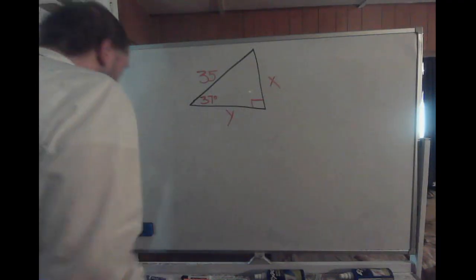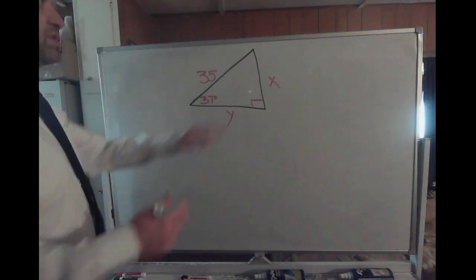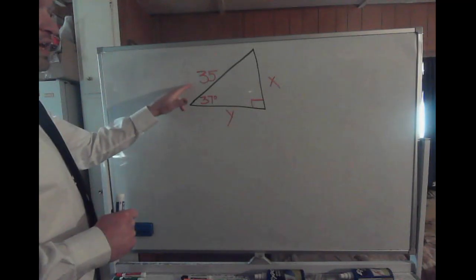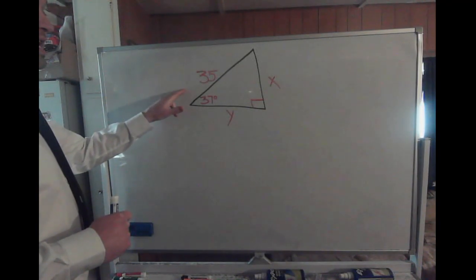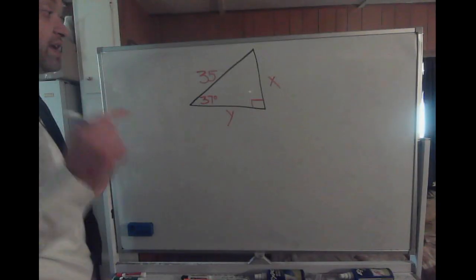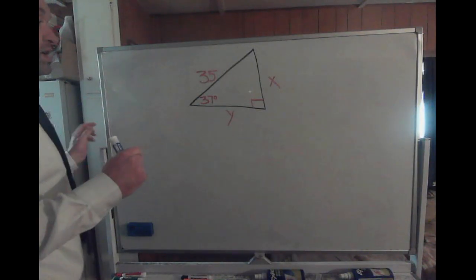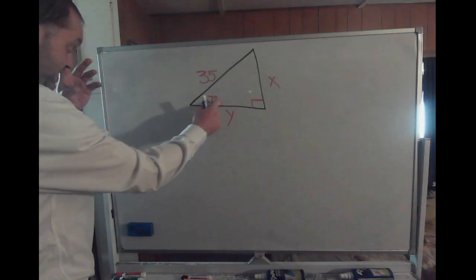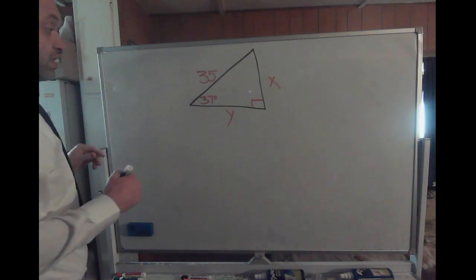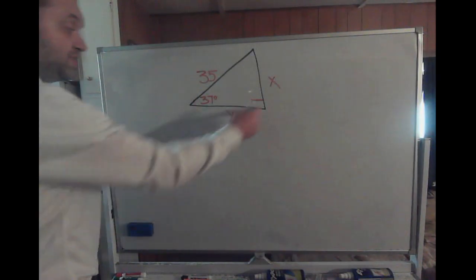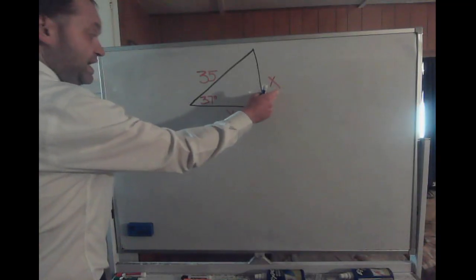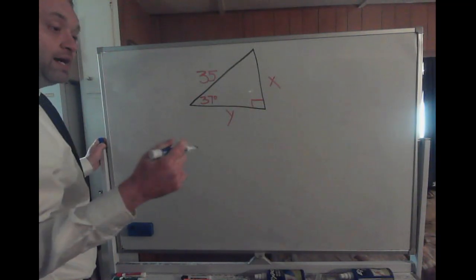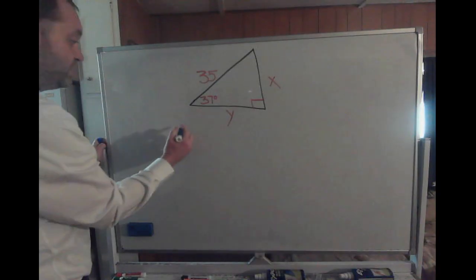Okay, so we want to find the values of x and y. We have the value of the hypotenuse being 35. Well, let's start with x first. We want to find x. Well, we have a 37-degree angle in this right triangle. Opposite the 37-degree angle is x, then you have the hypotenuse. If it's going to be opposite over hypotenuse, you're going to use the sine ratio.